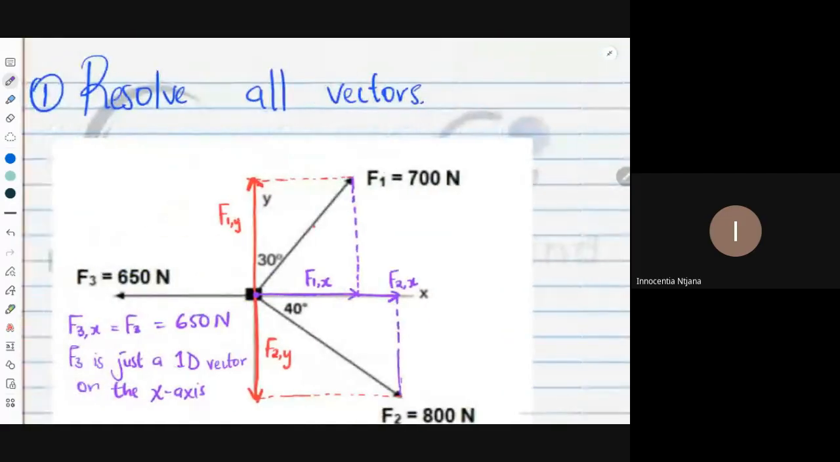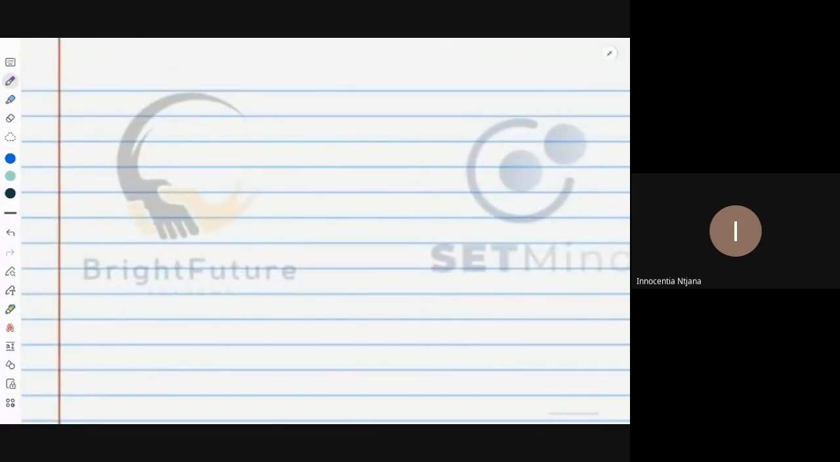F2, what's the angle there? 40 degrees. So I'm just redrawing the thing as it is.